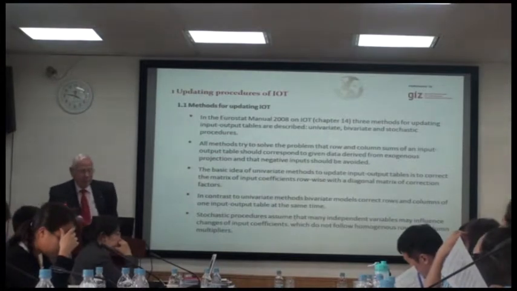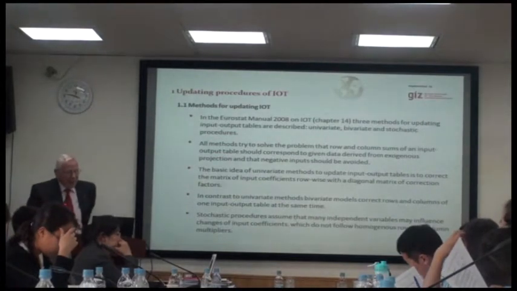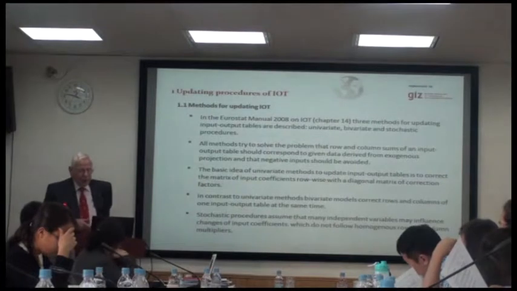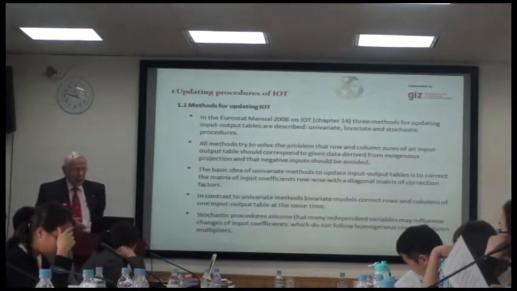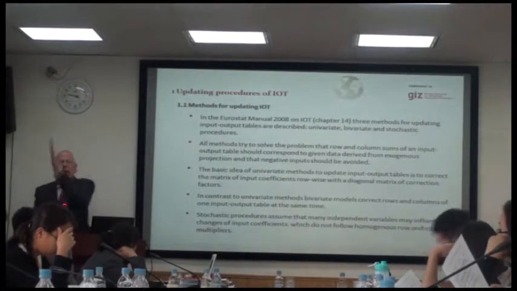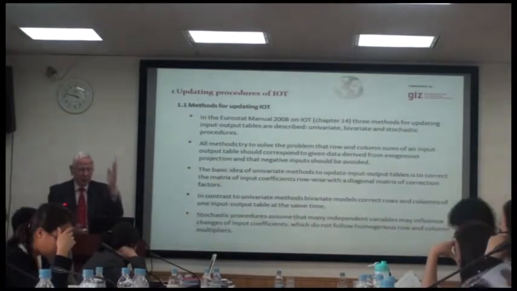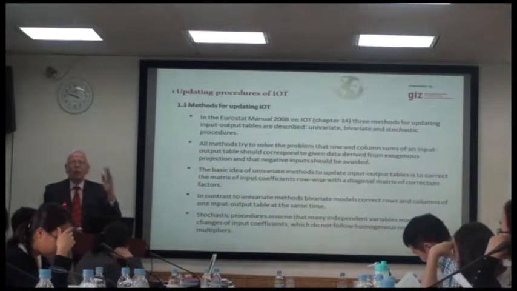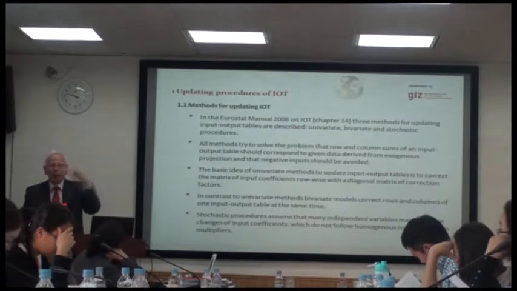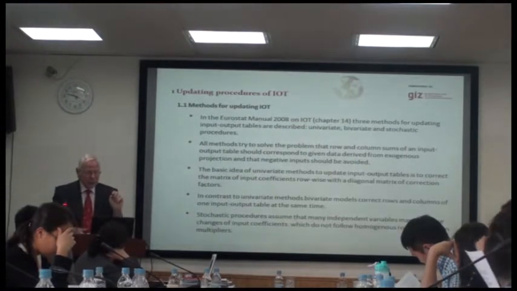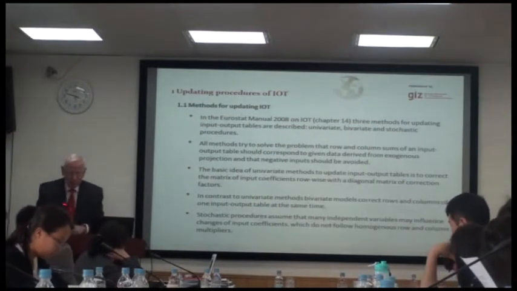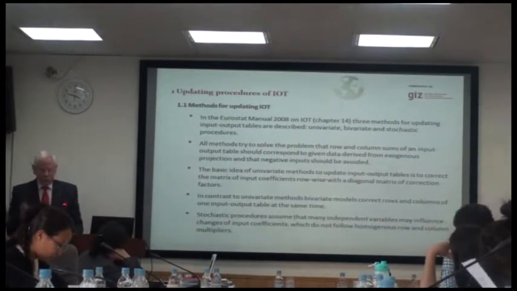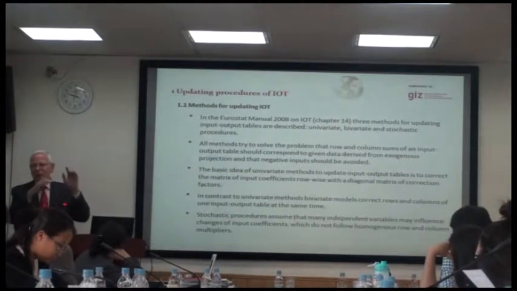For that reason, it can happen that in the column changes in inventory, changes in stocks, negative figures come up. The basic idea of the univariate methods to update input-output tables means you correct the input coefficients, which we have compiled from our basic input-output table, row-wise, by rows, with the so-called diagonal matrix of correction factors. So I think we have now lost already our mathematical professor. He would just ask you how you are doing that.